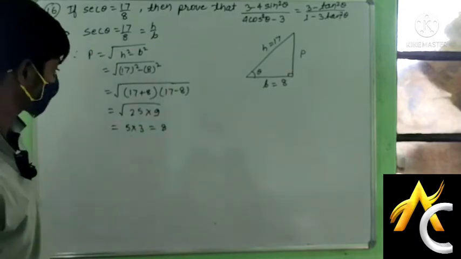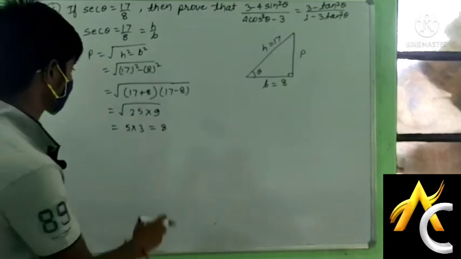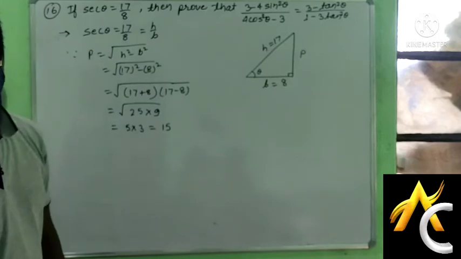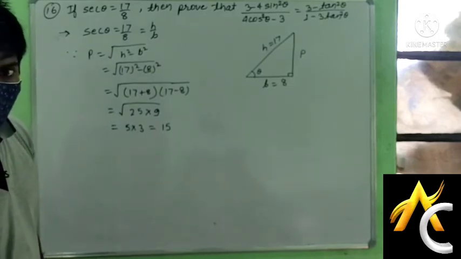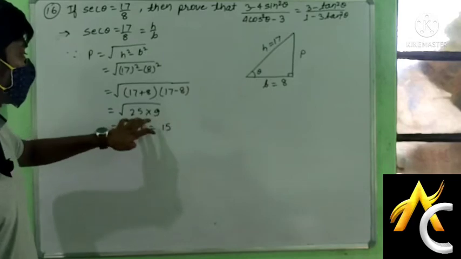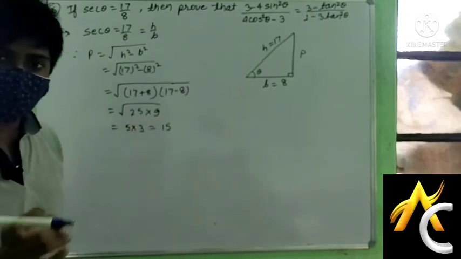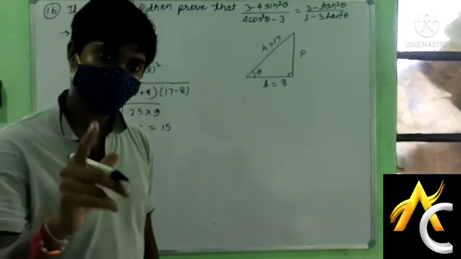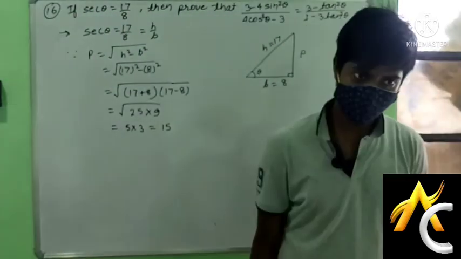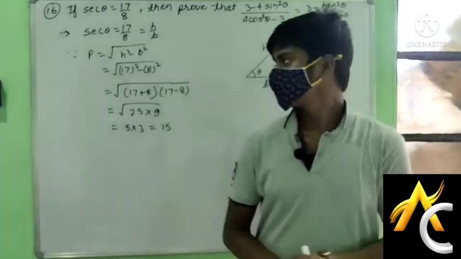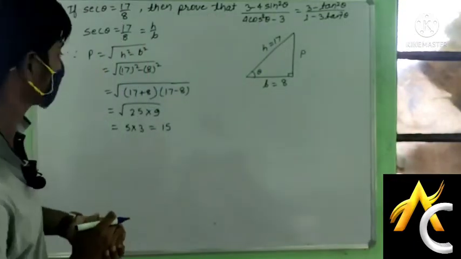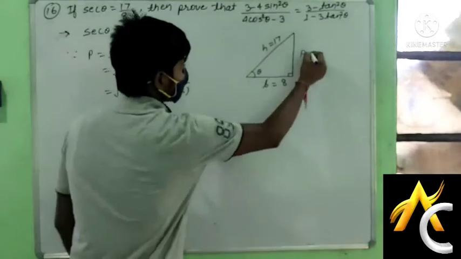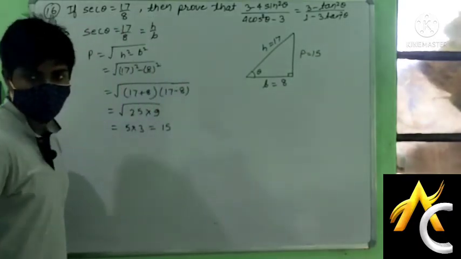Easy? Wait, 5 into 3 is equal to 15, not 8. You can do it directly as well, because 25 can be written as 5 square and 9 can be written as square of 3. Okay, clear? Doubt? Now proceed. Okay. So the value of P is 15, right? Doubt?